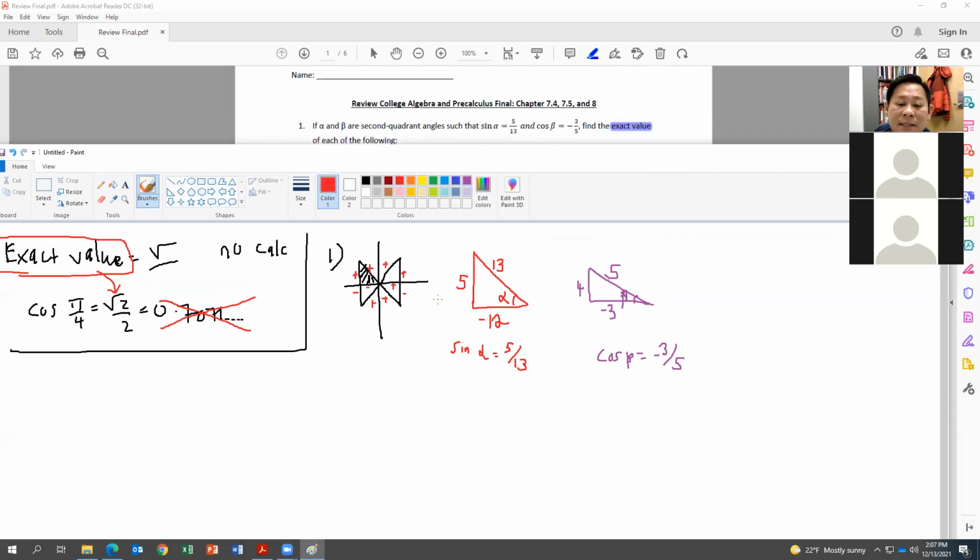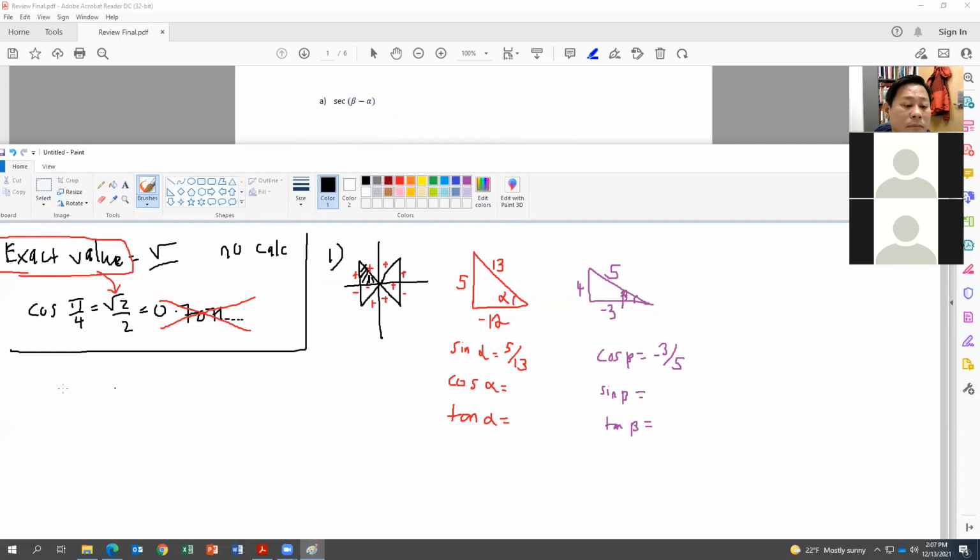So in this case, since sine alpha is 5/13, can you look at this triangle and tell me what cosine alpha is and what tangent alpha is? Same thing happens to this triangle. What is sine beta and what is tangent beta? Okay. Go ahead and use your SOHCAHTOA.